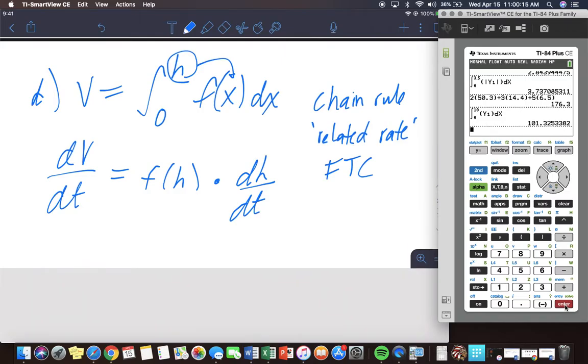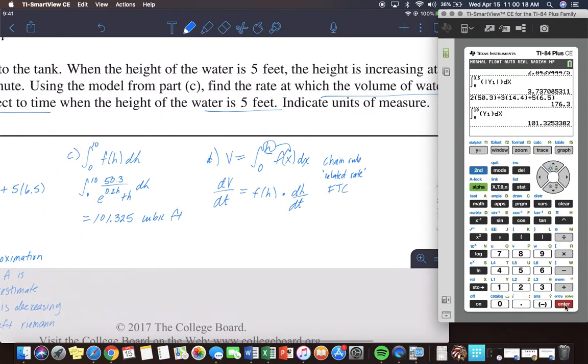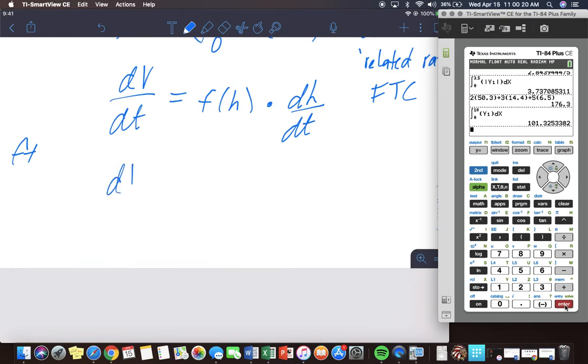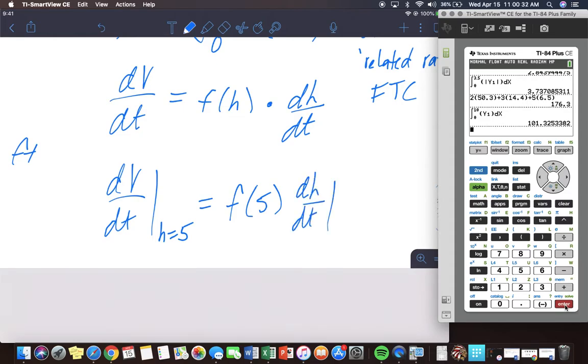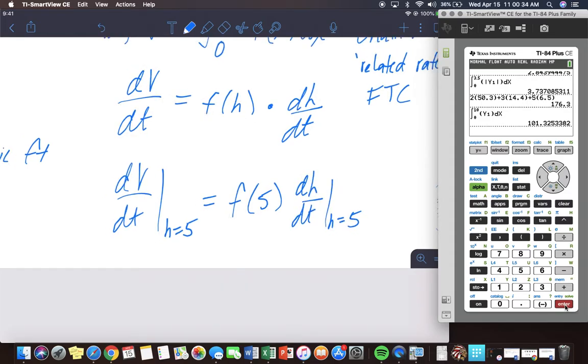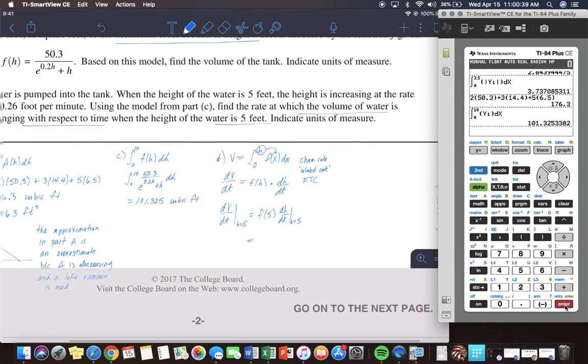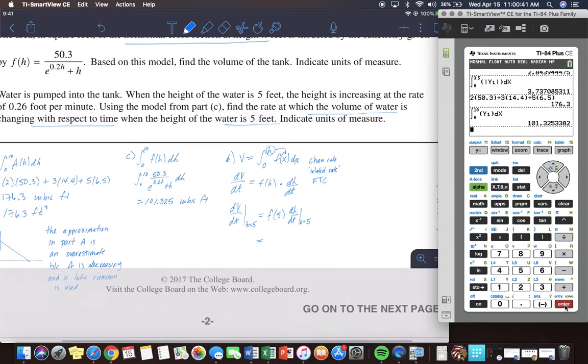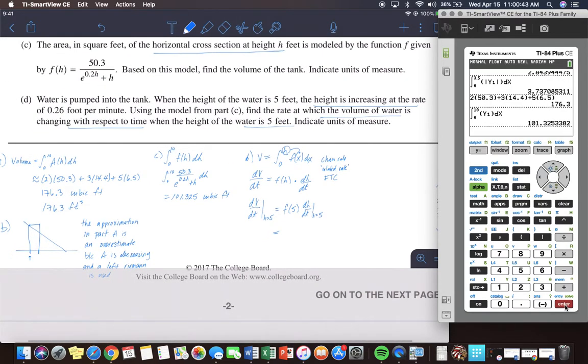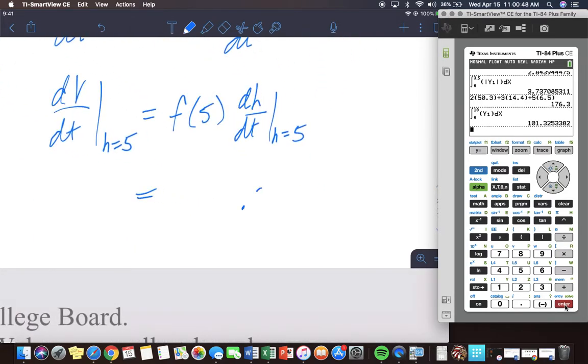Okay, so let's see. It says when the height of the water is at 5 feet. So the change of the volume at 5 feet, we're going to plug in 5 for h. So f of 5, and then dh/dt at h equals 5. And I think it gives us the change of height with respect to time at h equals 5. It says the height is increasing at the rate of 0.26 foot per minute. So that dh/dt is just 0.26.